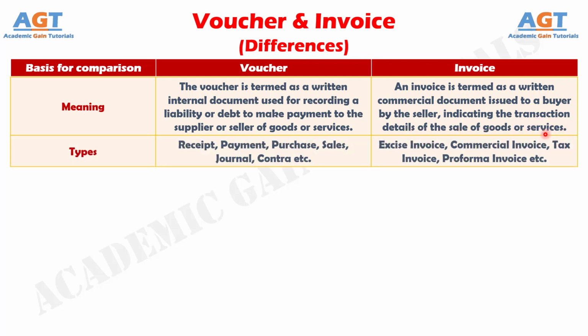Number 2. Different types of voucher include receipt, payment, purchase, sales, journal, contra, etc., whereas different types of invoice include excise invoice, commercial invoice, tax invoice, pro forma invoice, etc.